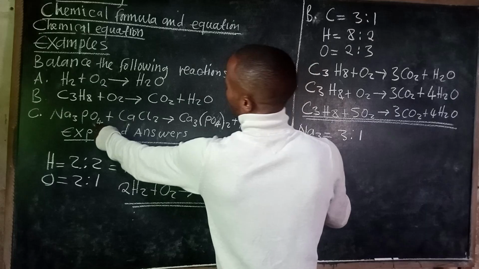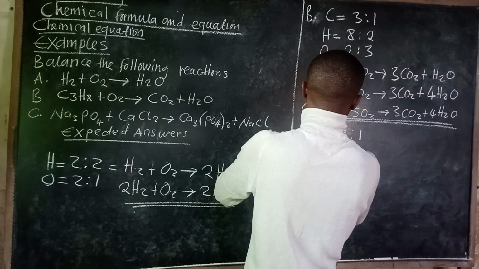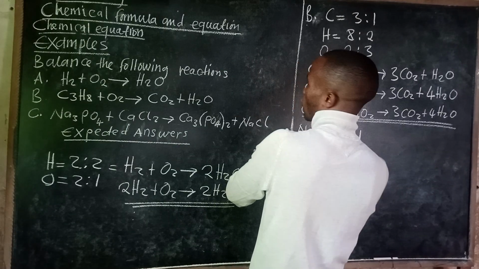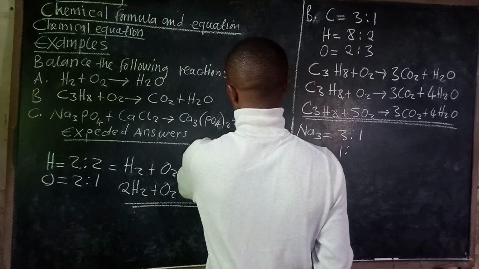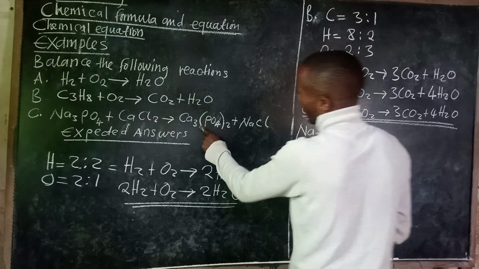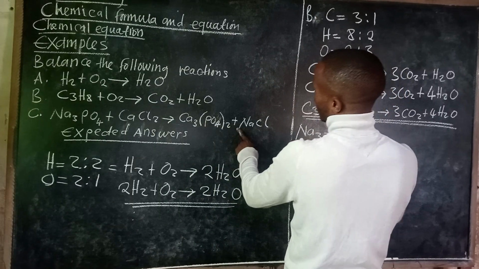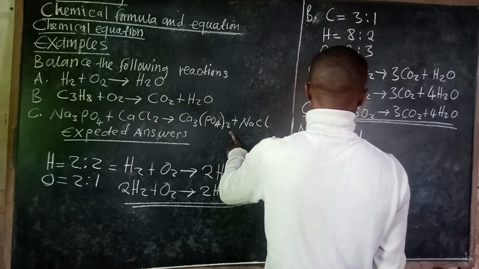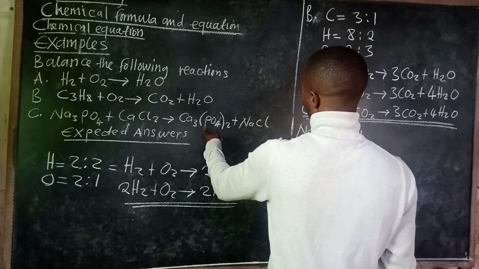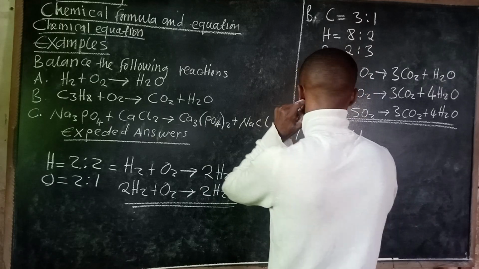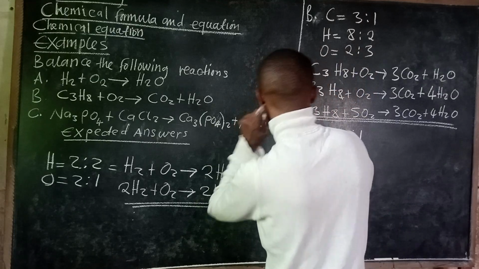Phosphorus, this side is what? 1. 1, 2. This side phosphorus is what? 2. Because there is a 2 there. 2 outside. 1 times 2 is 2. Okay, 1 atom of phosphorus times 2 is 2. Then phosphorus, oxygen. We go to oxygen.